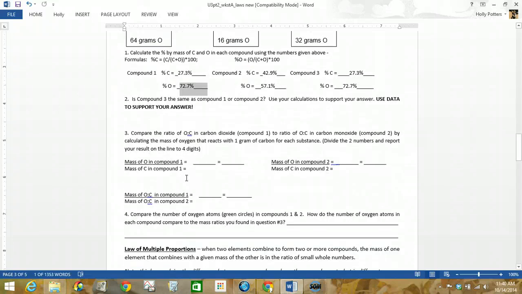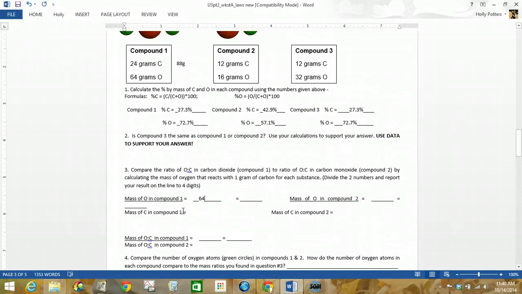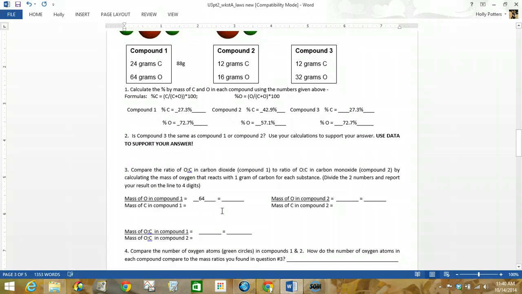All right, so for number 3, we're doing some ratios. So we're taking the mass of oxygen in compound 1, and so that is 64 divided by the mass of carbon, and that's 24, and so that's going to give us a ratio of, and it says to give us 4 digits, so 2.667 is going to be the ratio.